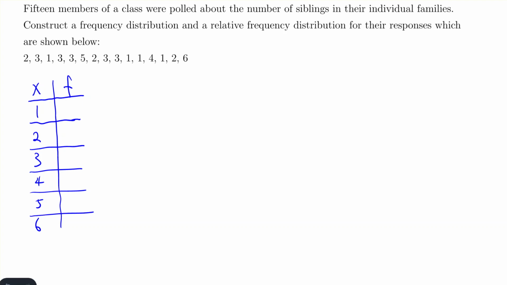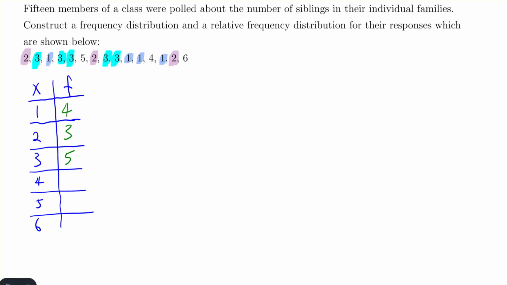So let me color code it. For 1, we have 1, 2, 3, 4: 4 people with 1 sibling. Let's count 2: 1, 2, 3. 3 people with 2 siblings. Let's look at 3 siblings: 1, 2, 3, 4, 5. 5 people with 3 siblings.